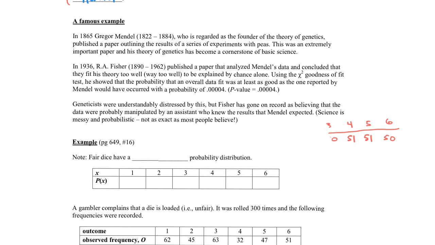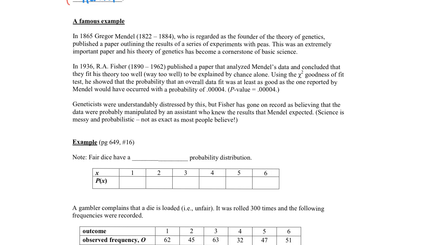So it caused a bunch of stress, but the science is sound, and the test that R.A. Fisher used is what we're going to use also. But one of the takeaways is that science is messy and probabilistic. It's not so exact. There's always going to be unexpected things. There's always going to be randomness and variation and all of that messiness built into science. So what we'll do to look at this is look at this example on page 649, number 16.